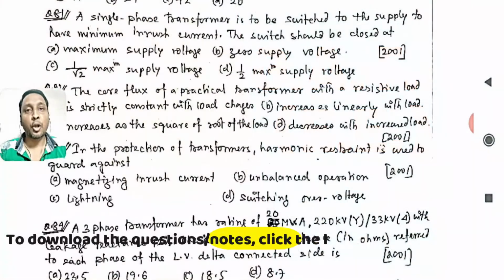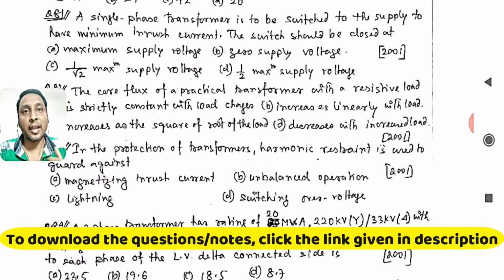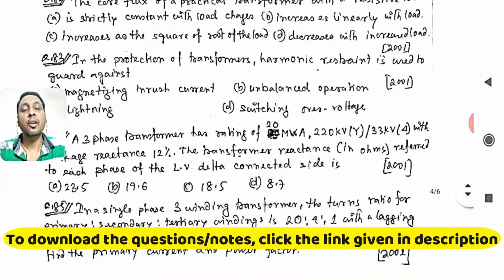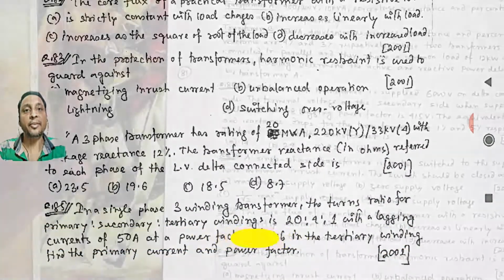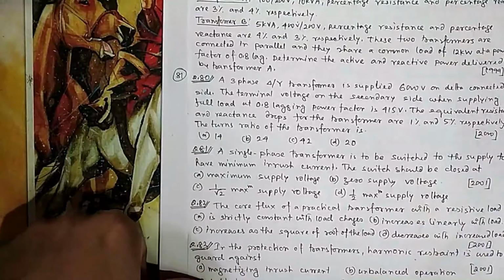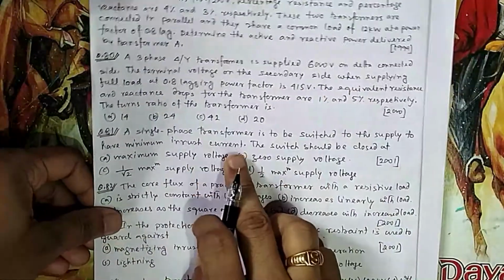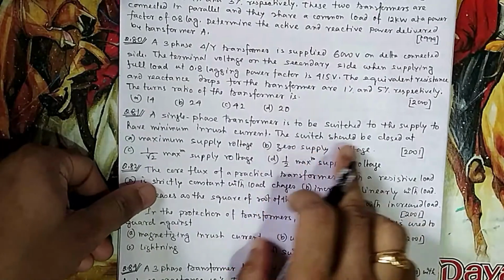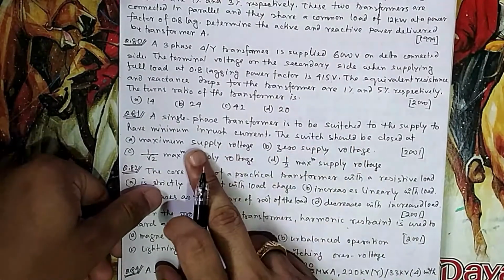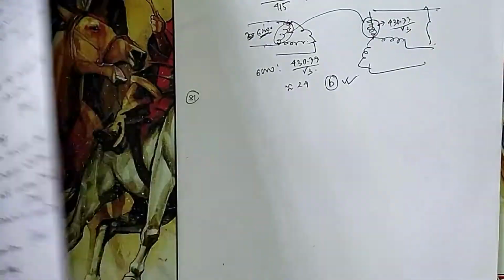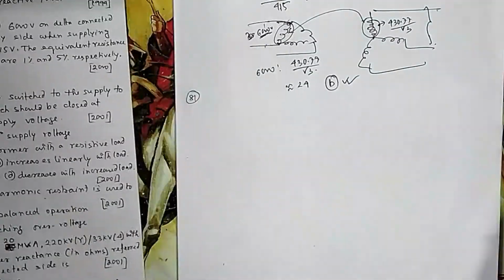Okay students, welcome you all to this new lecture in the machine series. Today again we will be solving 5 questions, starting from question number 81 to question number 85. Let's try to solve these 5 questions. In question number 81, a single phase transformer is to be switched to a supply to have minimum inrush current. At what point should the switch be closed: maximum value of supply, zero supply, or 1 by root 2, so that it should have minimum inrush current?